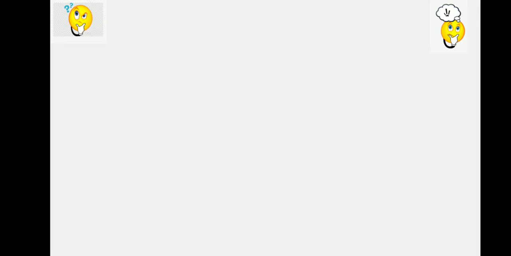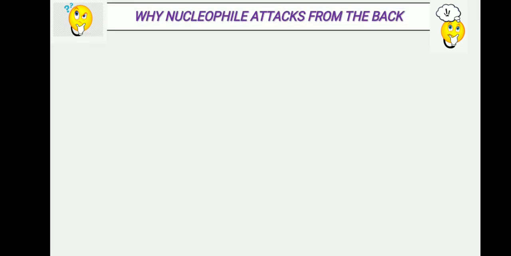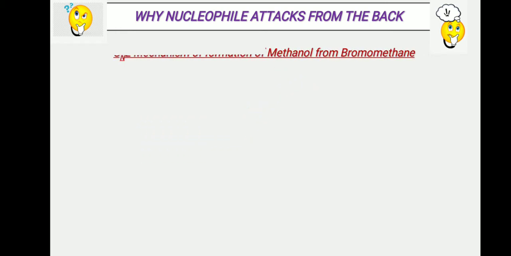Next, my question is: why does the nucleophile attack from the back side? The nucleophile generally attacks from the back side, meaning 180 degrees to the leaving group. Why not from 90 degrees? Why not from 60 degrees or other angles? It will not choose that option. Why? We can understand by seeing the structure.